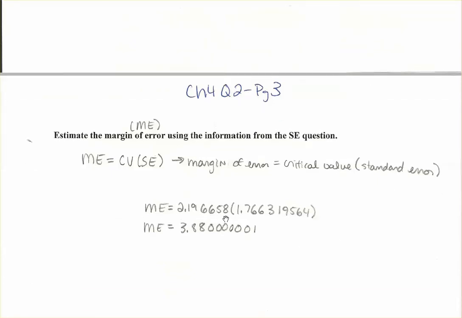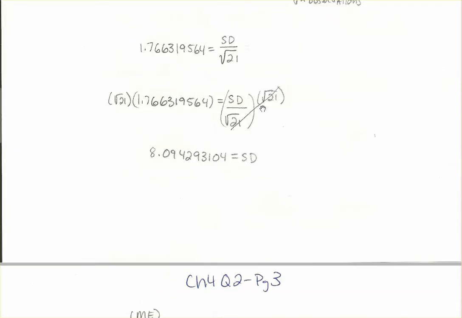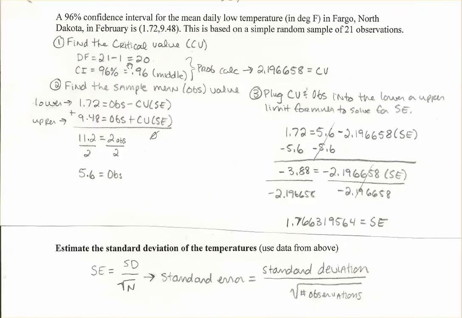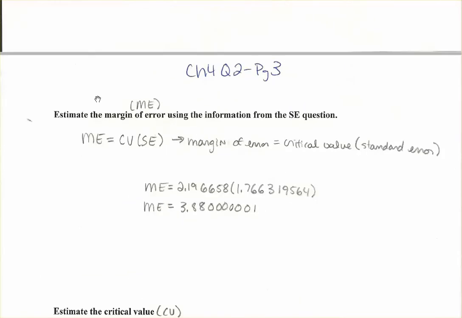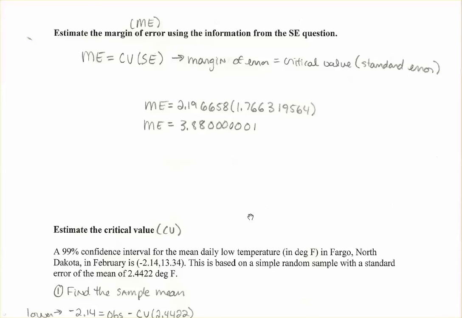So ME is equal to 2.196658, which was our critical value that we got in step 1. And then the standard error was step 3. So to do this one, we needed step 1 for the critical value and step 3 for the standard error, which then allowed us to get step 4, which is this ME, where we just multiplied the 2.196658 times the 1.766319564 to get 3.88000001. Whew. Okay, you still with me, everybody?